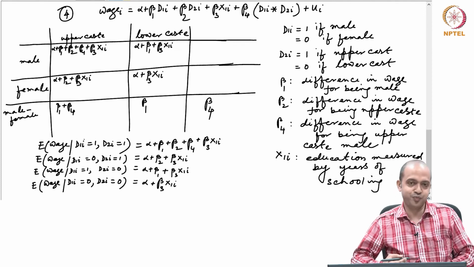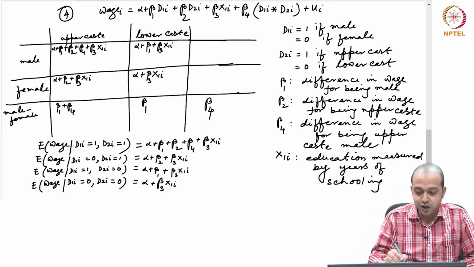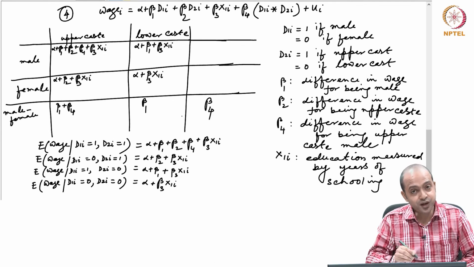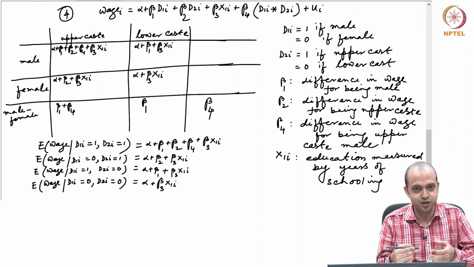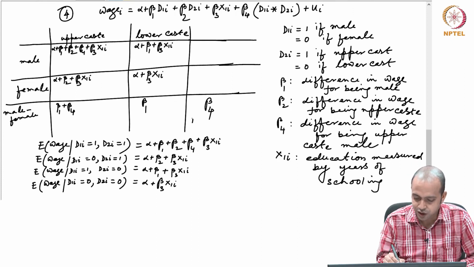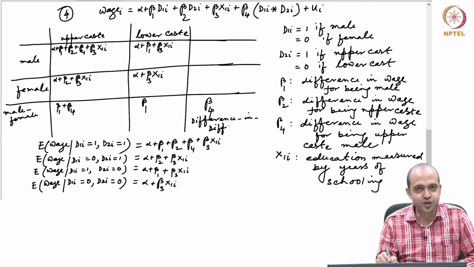You may get another interpretation of beta 4. Here, beta 4 is the difference in difference, because we already got one difference here. This is male minus female, this is also male minus female, and again I am taking the difference. So, that is why this is called the difference in difference estimate, which is a very important, interesting and powerful tool in econometrics. You have to carefully understand this difference in difference estimate, or in short DID.